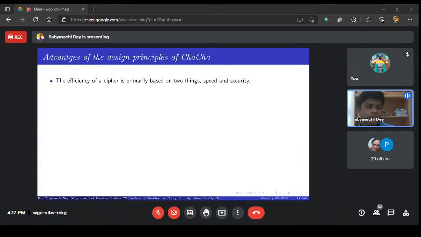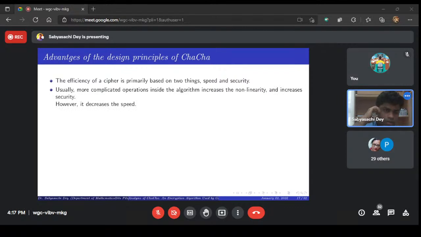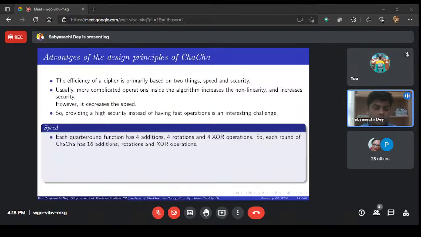Now the question is, what is the reason for the efficiency of ChaCha? When we talk about efficiency, we keep in mind two things. First is the speed, how fast it encrypts. Second is the security, how much security it provides. Usually, if we use more complicated operations, speed decreases, but at the same time security increases, because it becomes difficult for the attacker to detect some weakness. So more operations means more security but less speed. Our ultimate aim is to provide something which has both speed and good security. It's a challenge for designers to provide a design which is fast but also secure. ChaCha is a design which does both jobs.